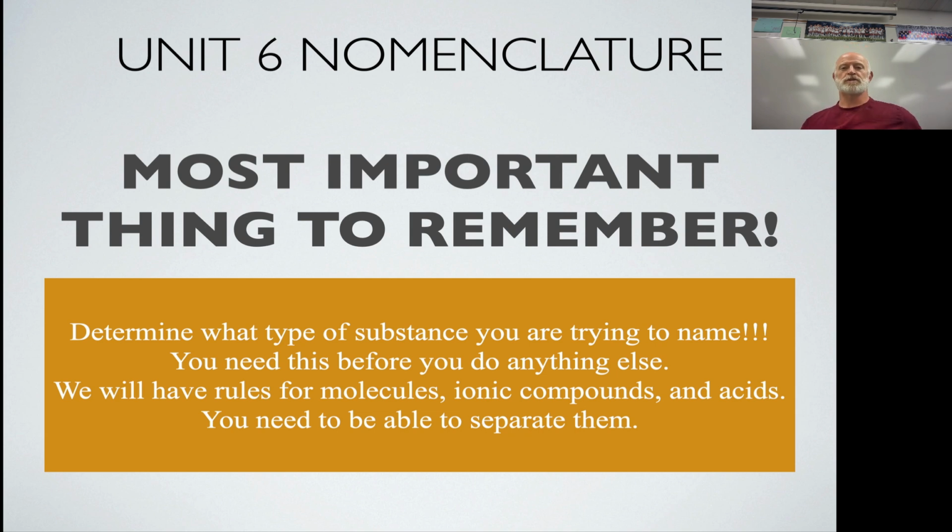So what's the most important thing we got to do then, right? That's probably the number one thing. It's like, okay, Mr. Dirksen, what's the most important thing? The most important thing to remember is to determine what type of substance you are trying to name, all right? This is the absolute most important thing because if you are trying to name an ionic compound and you don't actually have an ionic compound, you have a molecule, there's a different naming rules to it, okay?